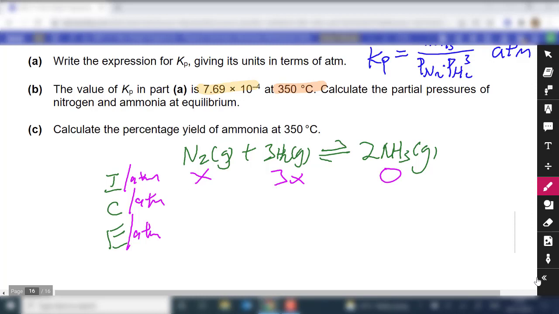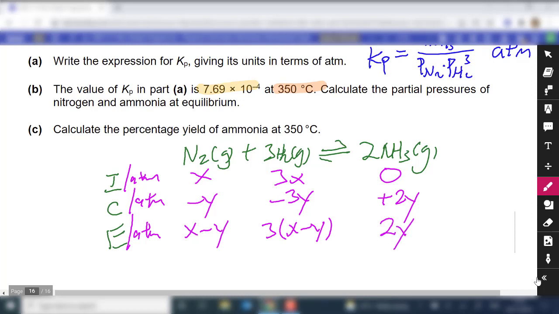And then the change in this case will be minus Y, and then minus 3Y, and then plus 2Y. Okay, and then the equilibrium partial pressure of nitrogen would be X minus Y, and then for hydrogen will be 3 bracket X minus Y, and then of course ammonia would be 2Y.